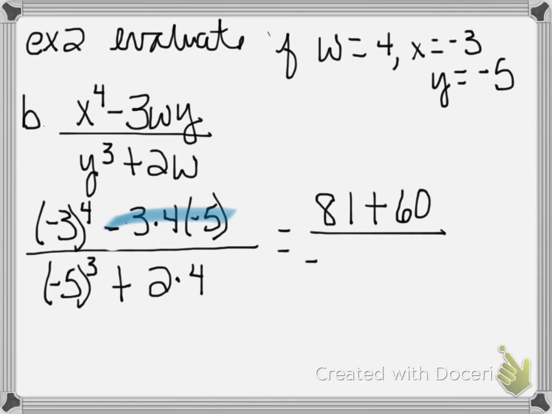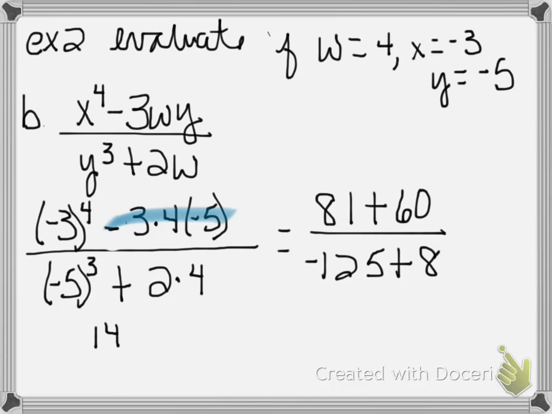Then I go into the denominator, negative 5 to the third power. My base is negative. My exponent is an odd number. So my answer is going to be a negative. And negative 5 to the third power is a negative 125. Plus 2 times 4 is 8.